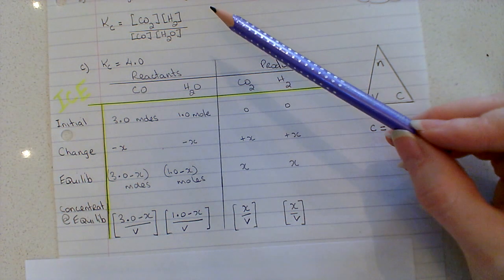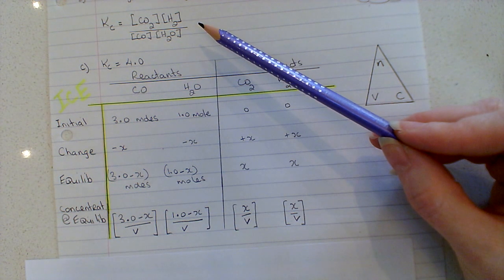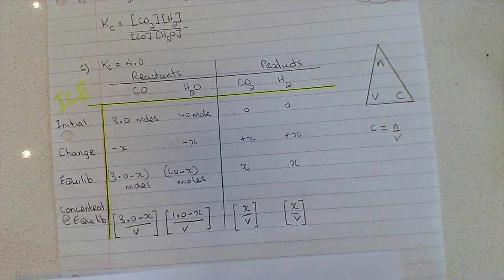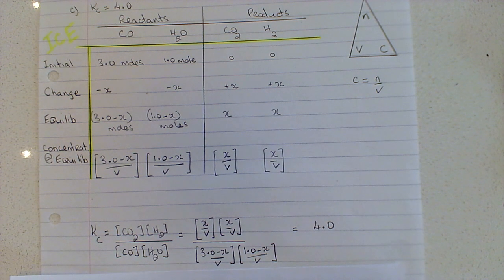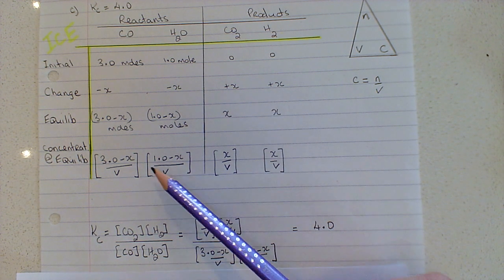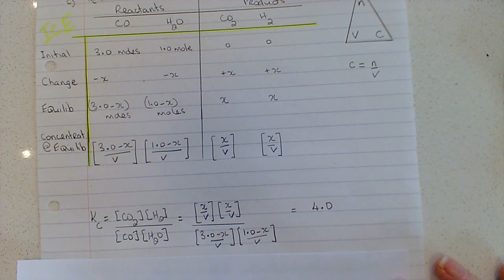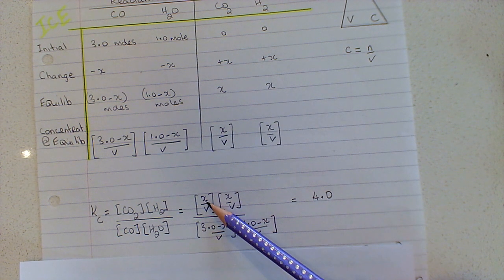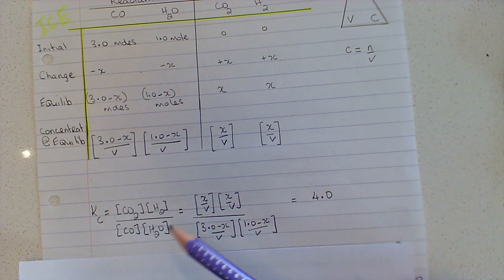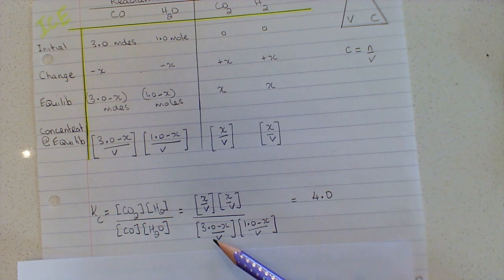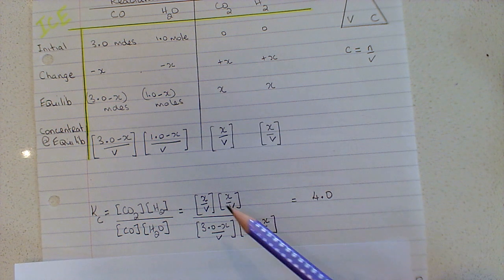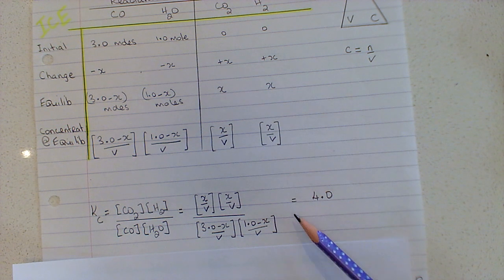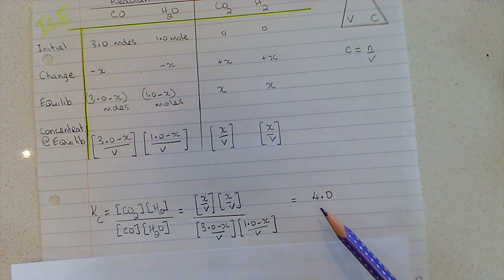Now let's go back to our equilibrium constant expression, Kc. Alright, so we'll write that out again down here. And now we sub in the values that we had from our table. Okay, so for our concentration of our products, we have X over V by X over V. And for carbon monoxide and water, our reactants, we have these values, okay? So taken from the table. And we let that equal 4.0, okay?